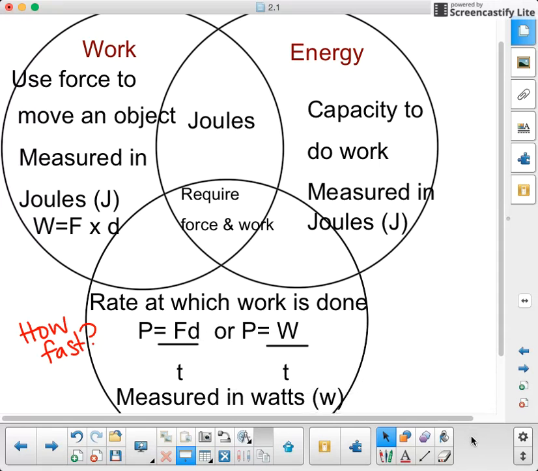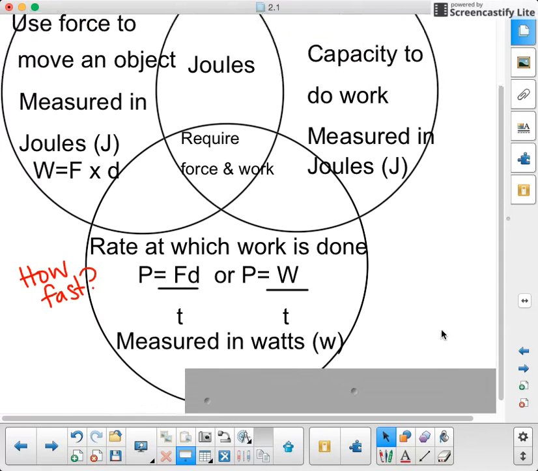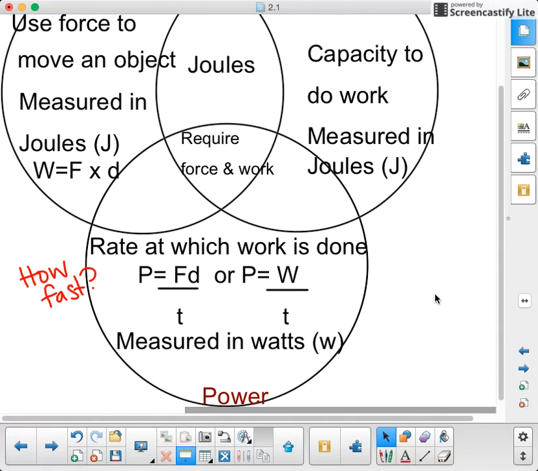And then power is the bottom circle. Power is the rate at which work is done. So then we're looking how quickly the work is done. There are two versions of the formula. Power is equal to force times distance divided by time, or power is equal to work divided by time. And we can substitute work because work is equal to force times distance, which we had on top in the first equation. Power is measured in watts.